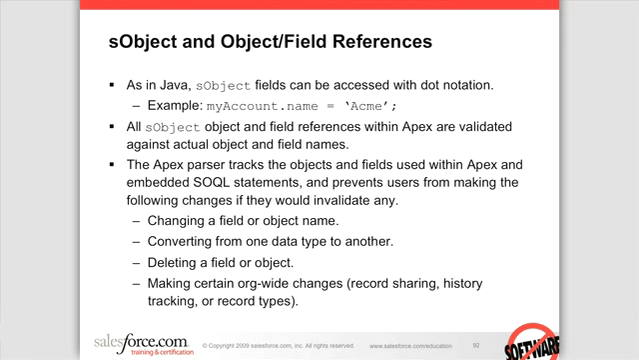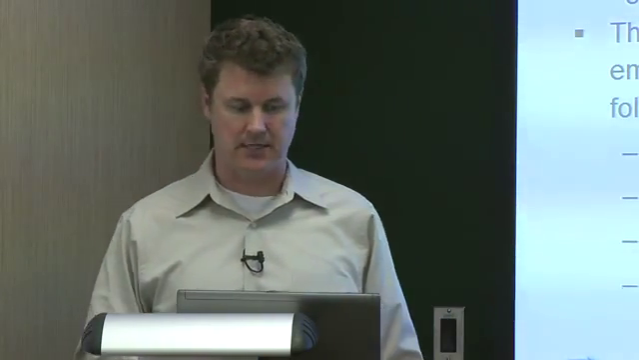We can set the value of a field using the dot notation. One of the things it will do as you're typing in your code is validate it against the actual object and field names and check to see that they exist. Our metadata checking talked about how you couldn't delete a field if it's being referenced within your code. So it's going to throw back an error and say, I can't let you delete this because you're referencing it within one of your Apex classes.